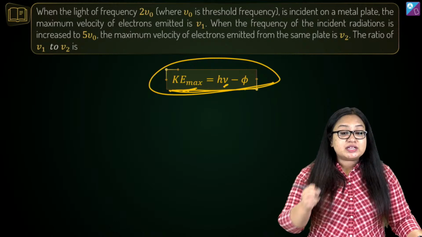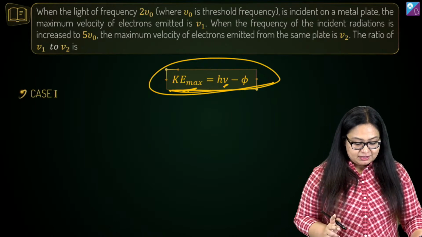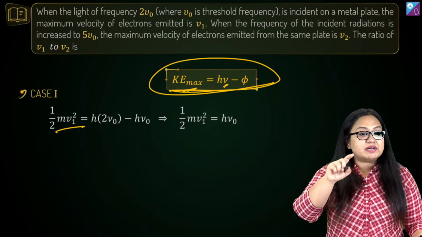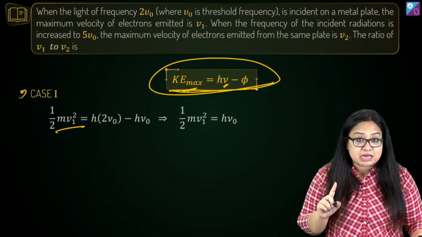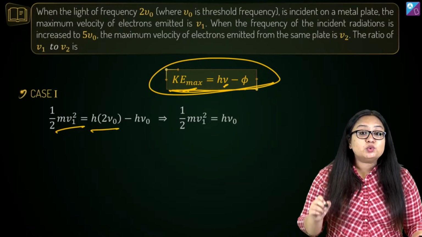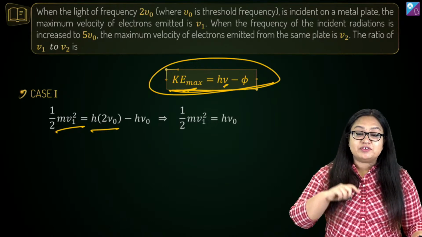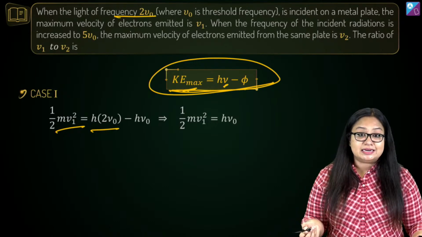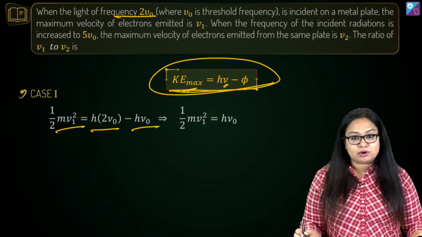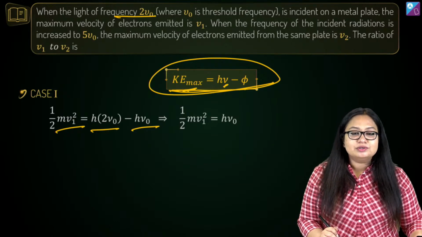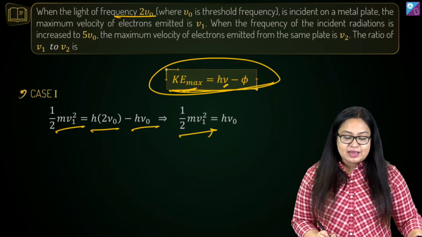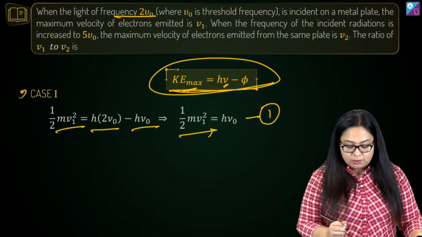Let's see. So there are two cases here. What is the first case? The first case says, half m v1 square, because v1 is the velocity with which the electron comes out, is equal to h times 2 nu naught, because the frequency of the incident light is 2 nu naught, minus work function. Work function will be h nu naught, because work function is h into threshold frequency. This gives me half m v1 square is equal to h nu naught. Let it be equation number 1.